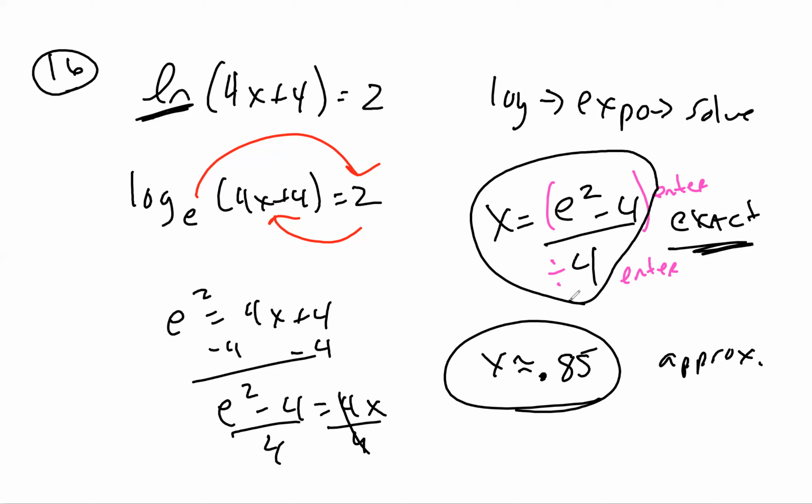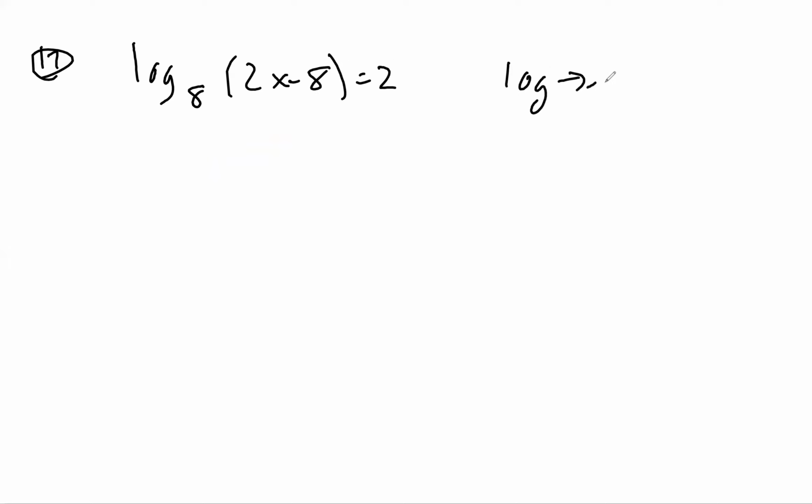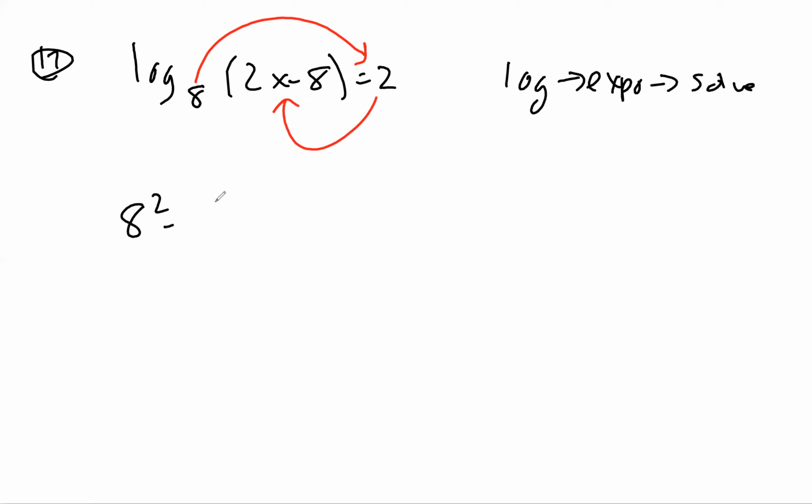All right, just a few more to go. Okay, number 17. We'll start with log base 8 of 2x minus 8, and that equals 2. And again, obviously this is log. We want to go from log to exponential so that we can solve it. And so I will draw my arrows from base 8 to 2 to the stuff inside the parentheses. And when I rewrite this, I will get 8 squared equals 2x minus 8.